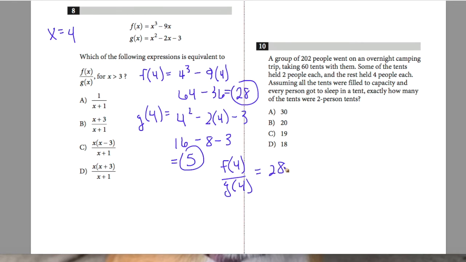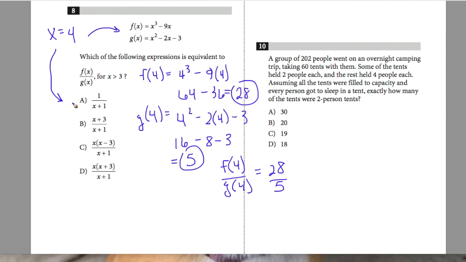Now, I'm going to take the same 4 that I plugged into my functions, plug it down here into my answer choices, and try to figure out, quickly using process of elimination, which one of these probably makes the most sense.